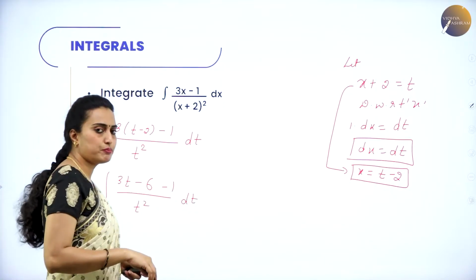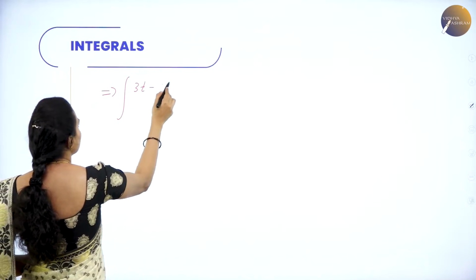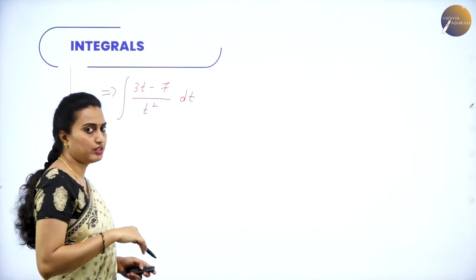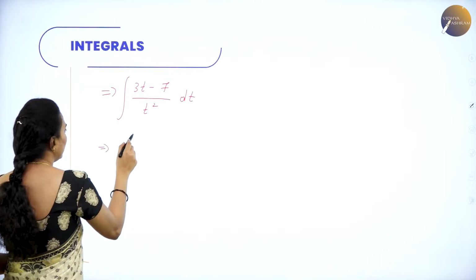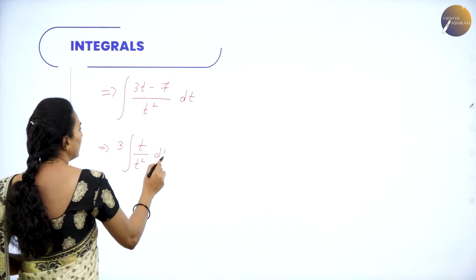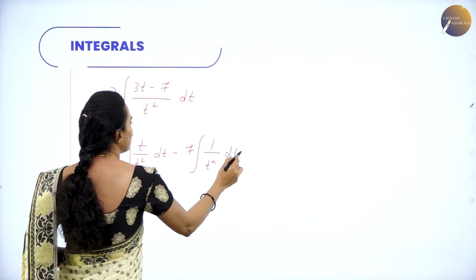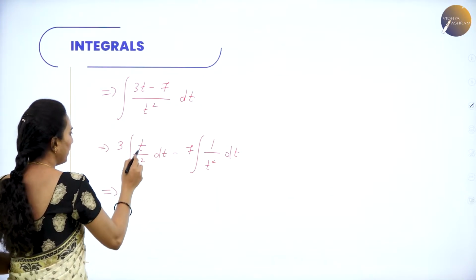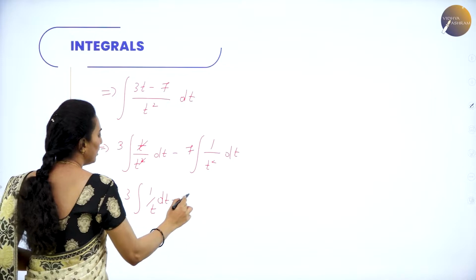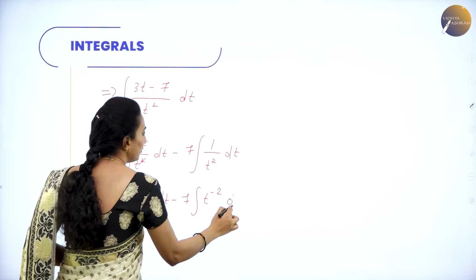So minus 6 minus 1 is nothing but minus 7, which implies integral of (3t minus 7) divided by t squared into dt. Now dear students, I am going to separate this as an integral, which implies integral of, see, 3 I can take outside, t divided by t squared into dt, minus 7 I can take outside, 1 divided by t squared into dt. What will happen? It will come 3 into t by t squared, t will get cancelled, integral of 1 by t into dt. Similarly, minus 7 into integral of 1 by t squared, so t to the power of minus 2 into dt.